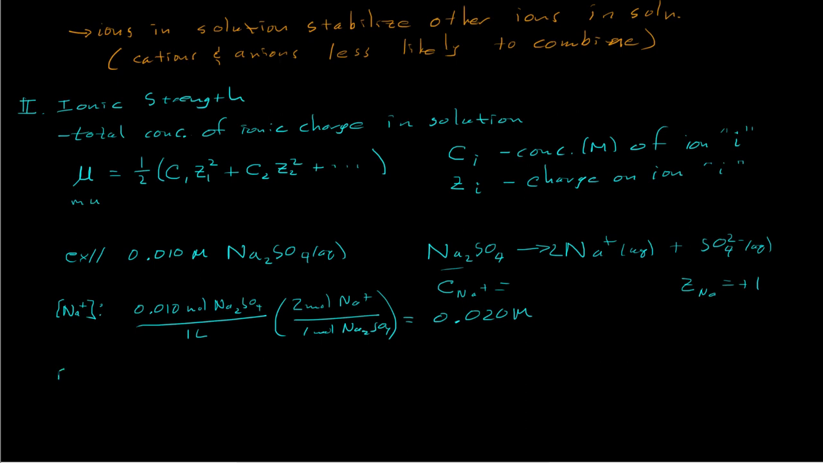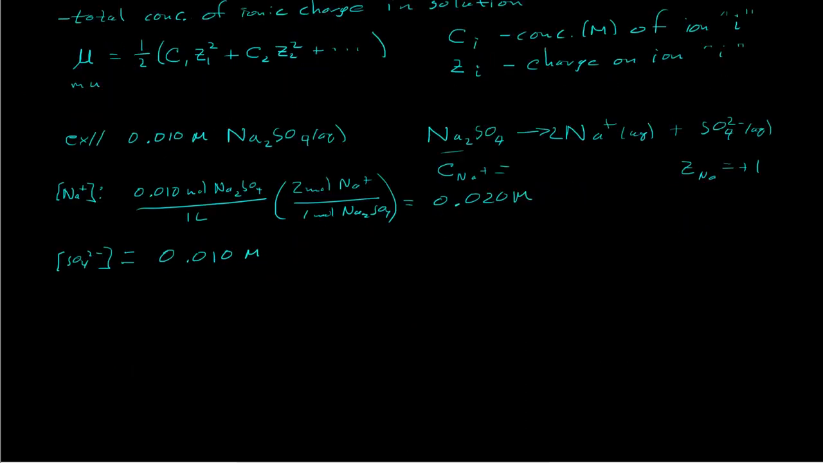For the sulfate, we can use the same reasoning, but we see that we have one-to-one stoichiometry, so that makes it easier. Our sulfate concentration is just 0.010 molar, because it would be 1 mole of sulfate for every 1 mole of sodium sulfate. All right, so now we know two of those concentrations. Let's substitute that into our ionic strength equation.